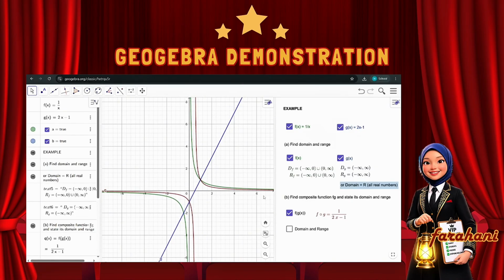composite function. Next, to determine the domain for the composite function, the denominator must not be 0. So 2x minus 1 not equal to 0, which gives x not equal to 1 over 2. Therefore, the domain for composite function fg(x) is all real numbers except x equal to 1 over 2. Finally, for the range, the output of 1 over 2x minus 1 can never be 0 because the numerator is always 1. Hence, the range is all real numbers except 0.